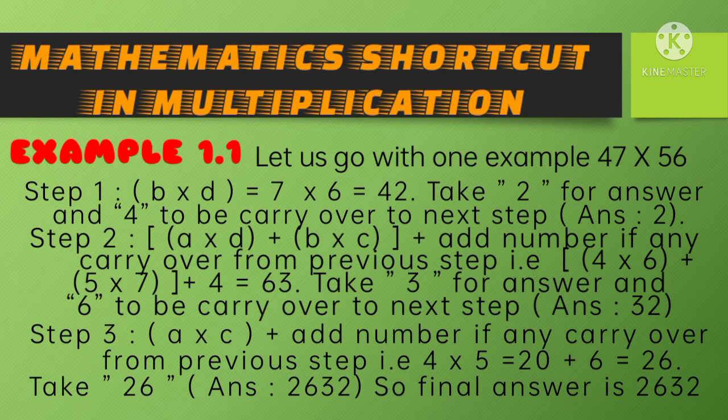In the last step, or step 3, A times C plus any carryover from the previous step. Then we have 3 times 5 is equal to 15 plus 5 is equal to 20. Take 20 for the final answer because this is the last step. And our final answer for 37 times 56 is equal to 2,072.